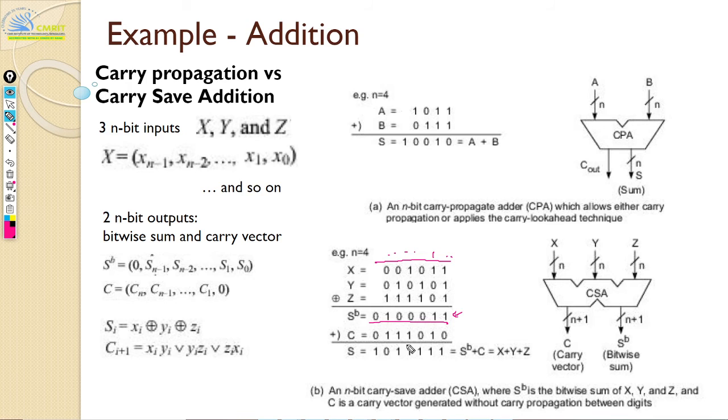So what you have to do is x_i y_i OR y_i z_i OR z_i x_i. With this logic, when will you get a carry? You get a carry only if any two bits or all three bits are 1. That is when you get a carry, and if you simplify the logic, you get this. If at least any two of the bits are 1, then you get a carry. You will not get a carry if all of them are 0 or if just one bit is 1.